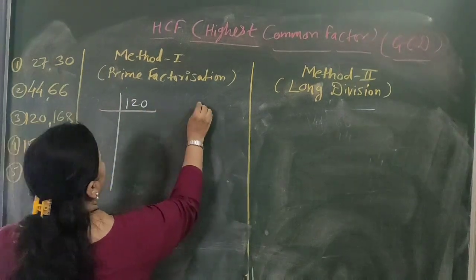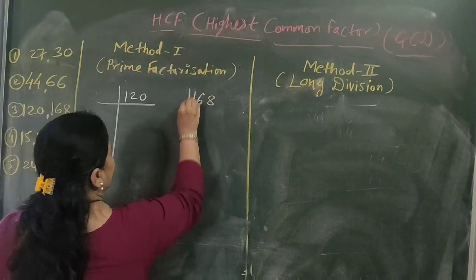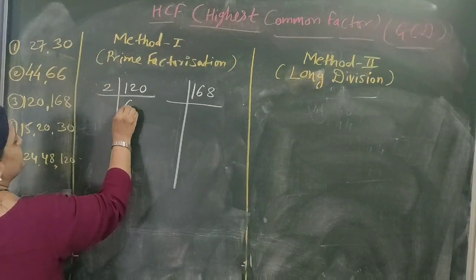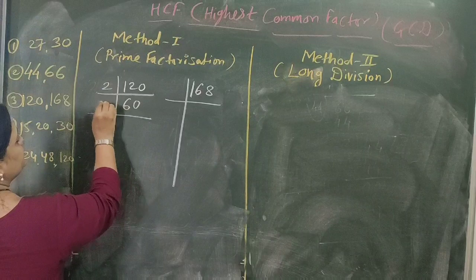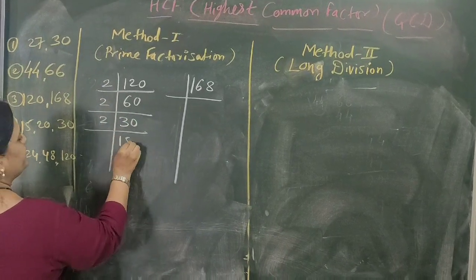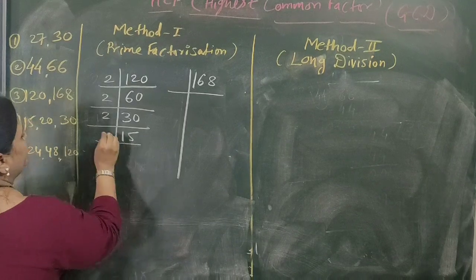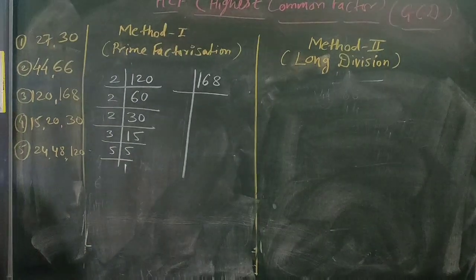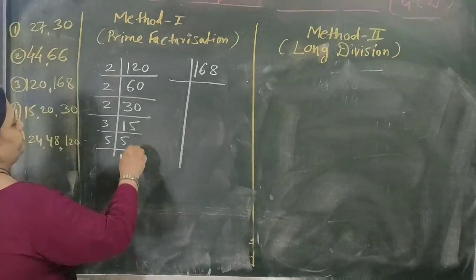120 and 168. 120 is divisible by 2. 2 6s are 12, 2 0s are 0. 2 3s are 6, 2 0s are 0. 2 15s are 30, 3 5s are 15. 5 1s are 5. Okay.